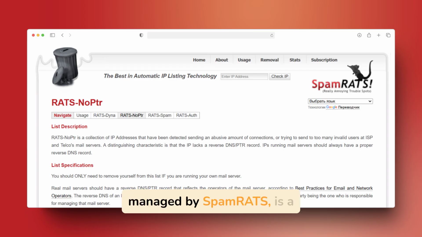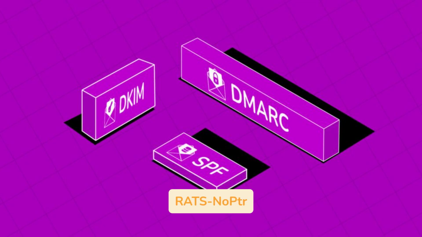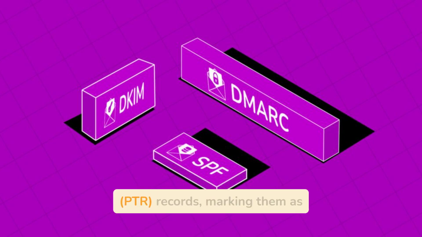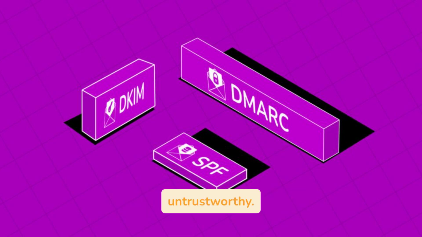RATS-NoPtr, managed by SpamRATS, is a blacklist for IPs without proper reverse DNS, PTR records. These misconfigured IPs often appear spammy, harming email deliverability and triggering spam filters. RATS-NoPtr flags IPs lacking reverse DNS, PTR records, marking them as untrustworthy.